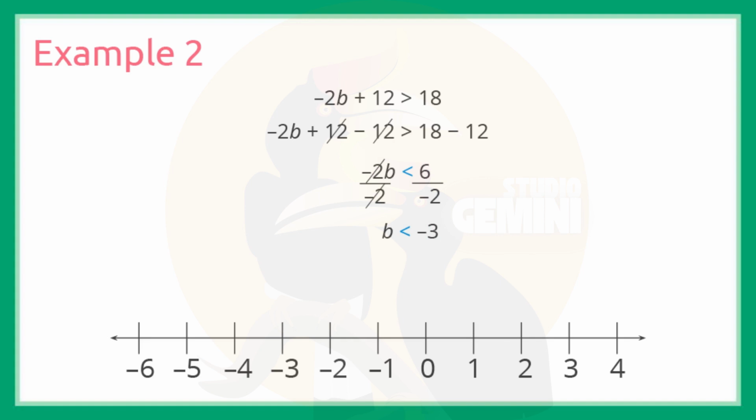Now we can graph. We'll start with an open circle at negative 3 on the number line to show that negative 3 is not a solution to this inequality. Then we'll draw our arrow to the left because the values to the left of negative 3 are all less than negative 3.